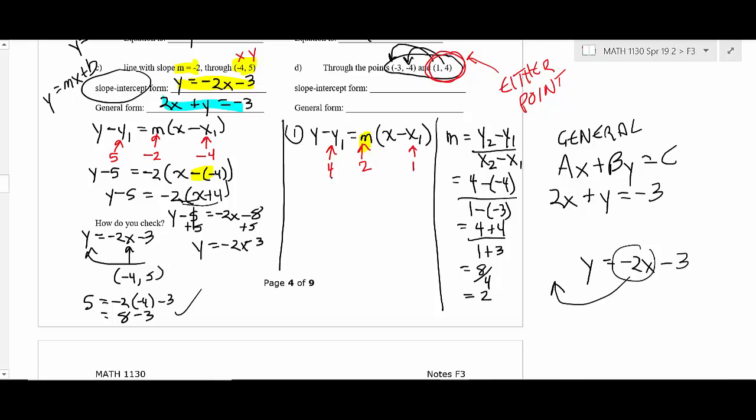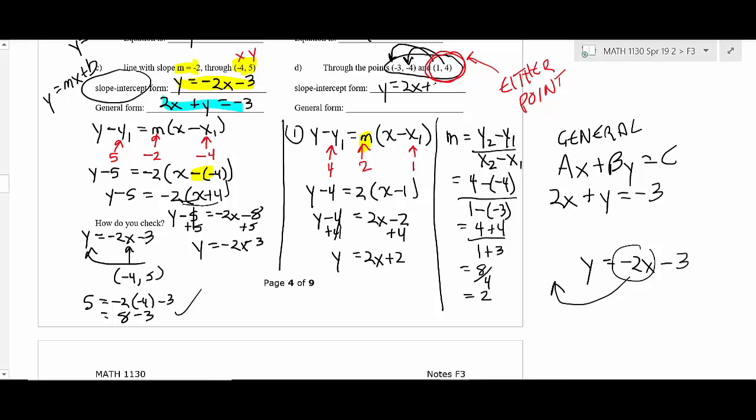Then you just plug in, and then we're going to solve for y and then put it in the general form. Okay? All right, so what we would have is y minus 4 equals 2 times x minus 1. That's the setup. So that would be y minus 4 equals 2x minus 2. Add 4 to both sides, so you get y equals 2x plus 2.